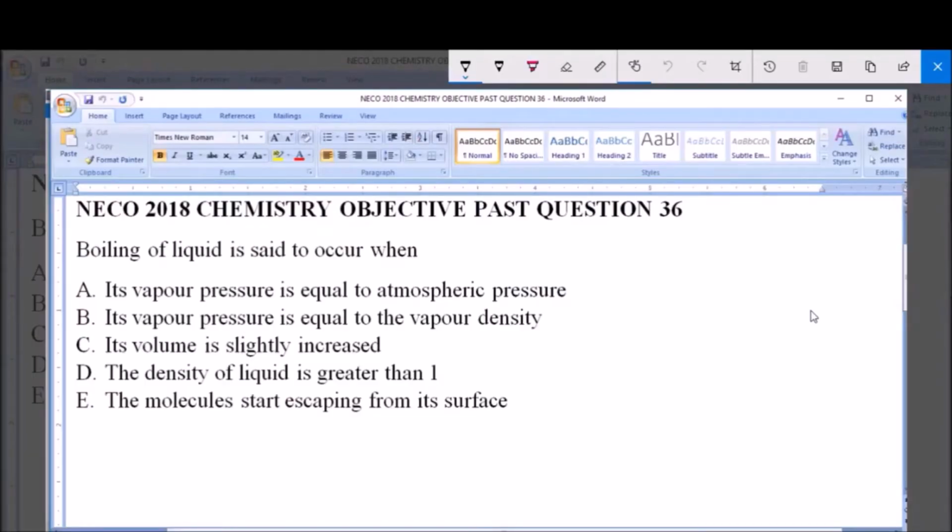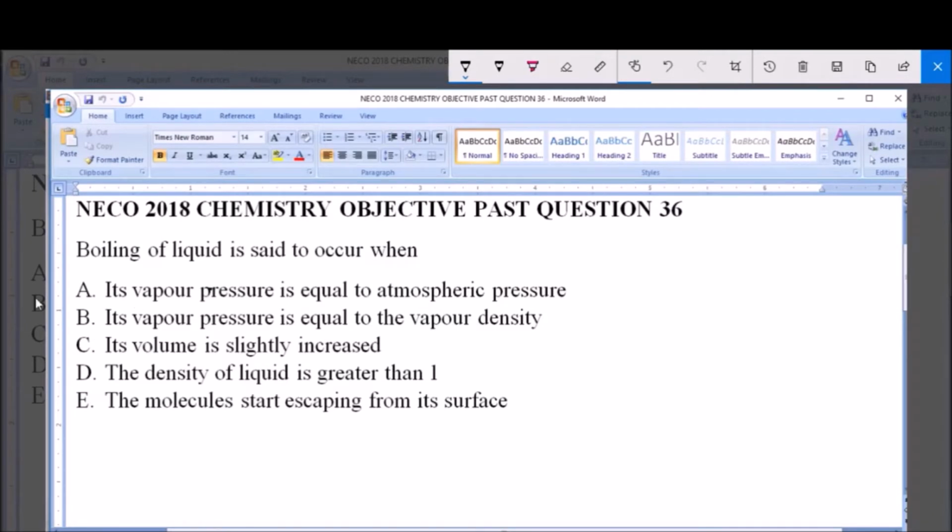Hello and welcome. I will be answering Neco 2018 Chemistry Objective Past Question 36. Boiling of a liquid is said to occur when A. Its vapor pressure is equal to atmospheric pressure, B. Its vapor pressure is equal to the vapor density, C. Its volume is slightly increased, D. The density of the liquid is greater than 1, E. The molecules start escaping from its surface.